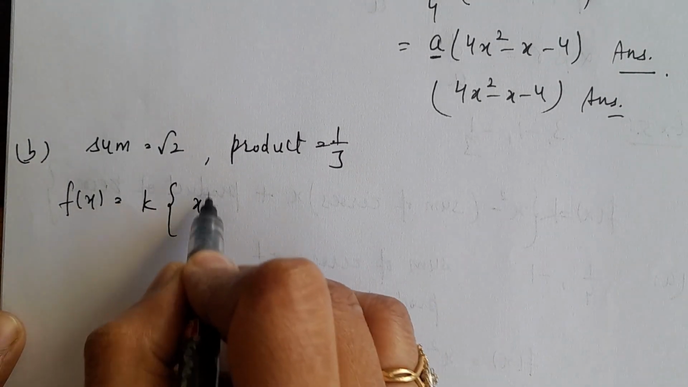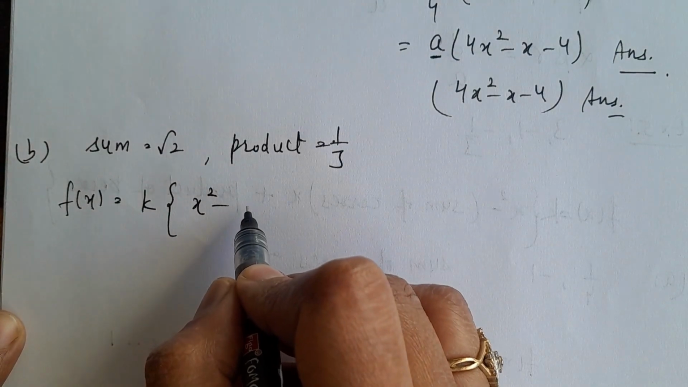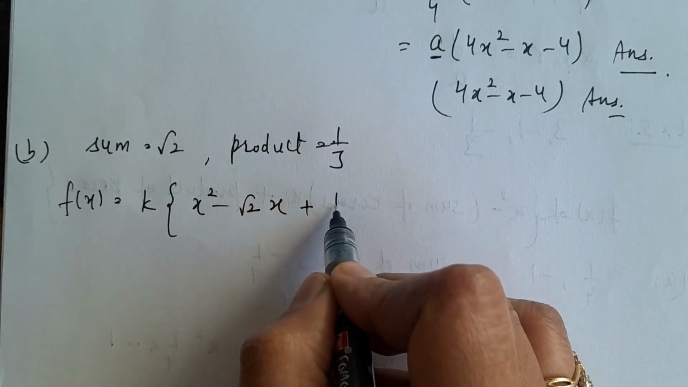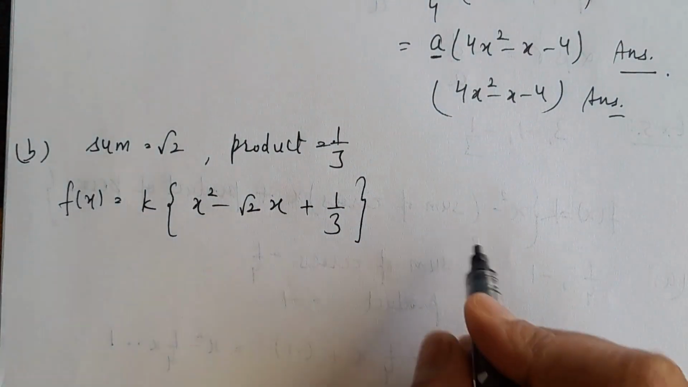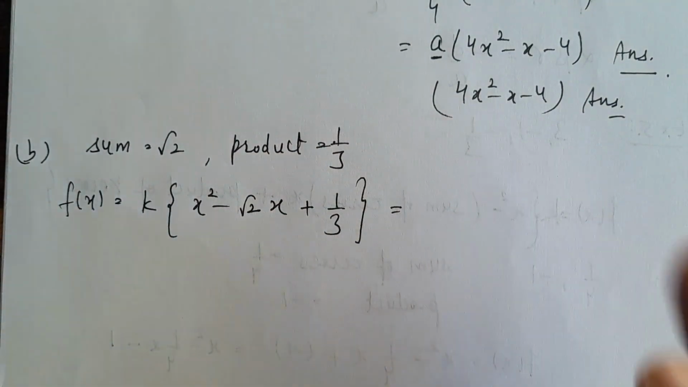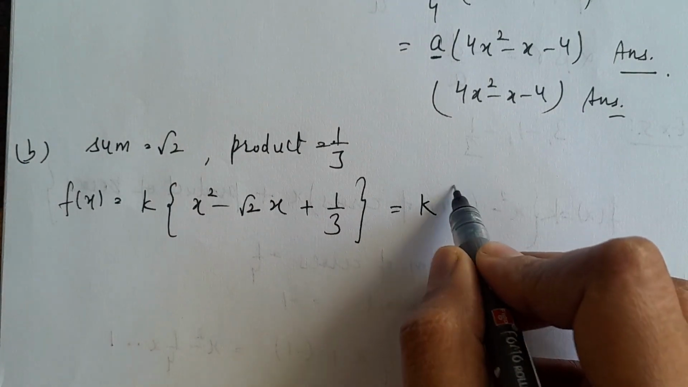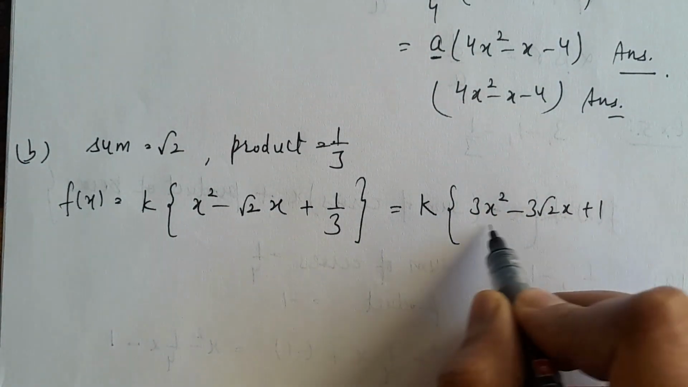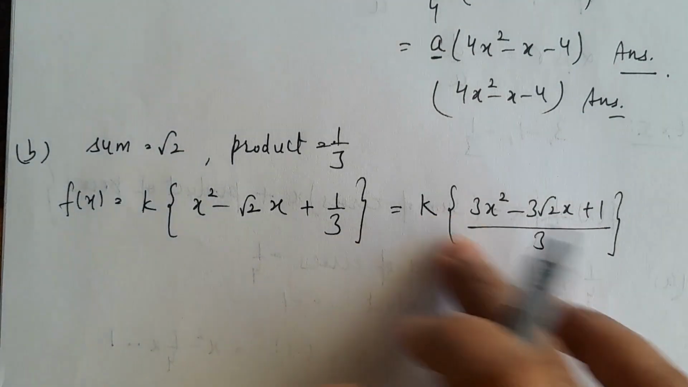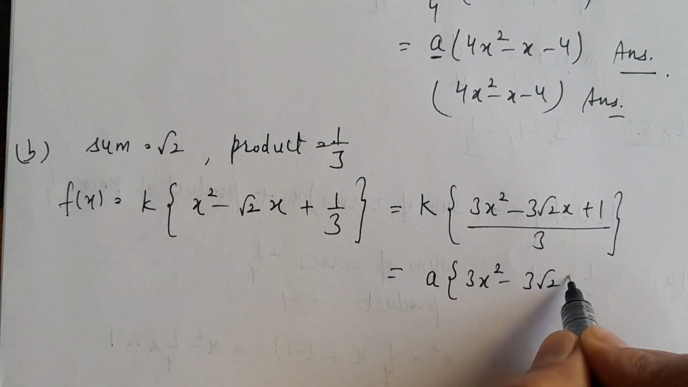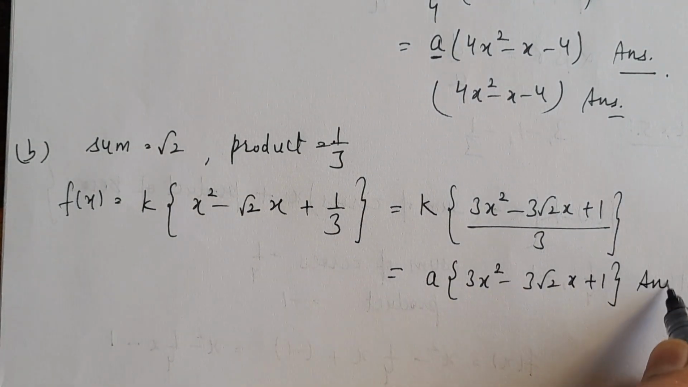k x square minus sum of zeros, that is √2 multiply x plus product of zeros. Product is 1/3. This is by the formula we have to find out. Now 3 we will take as LCM. We should make the polynomial fraction free. So we will get 3x square minus 3√2x plus 1, divided by 3. Now this k/3 we will give the name a, and the polynomial will be this. That is our required polynomial.